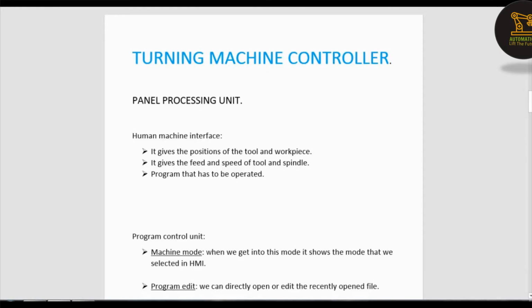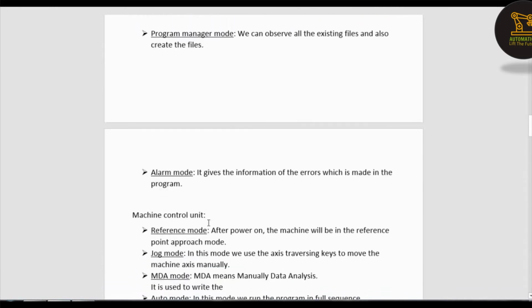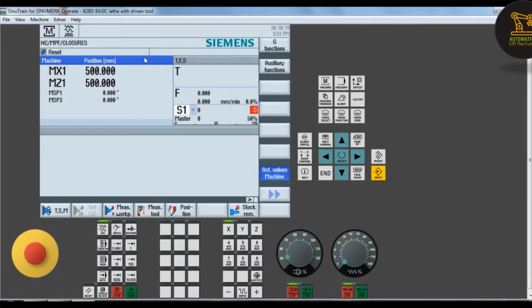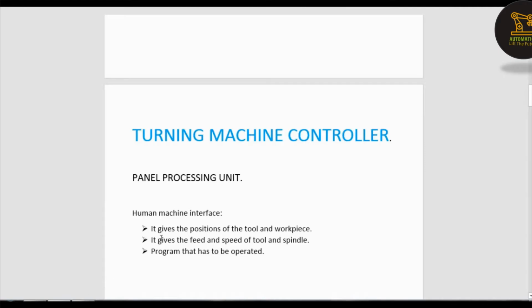This is the panel processing unit. Panel processing unit is divided into three parts: human machine interface, program control unit and machine control unit. This is the human machine interface and that is the program control unit. This is the machine control unit and these keys are used to control the program and these keys are used to control the machine.